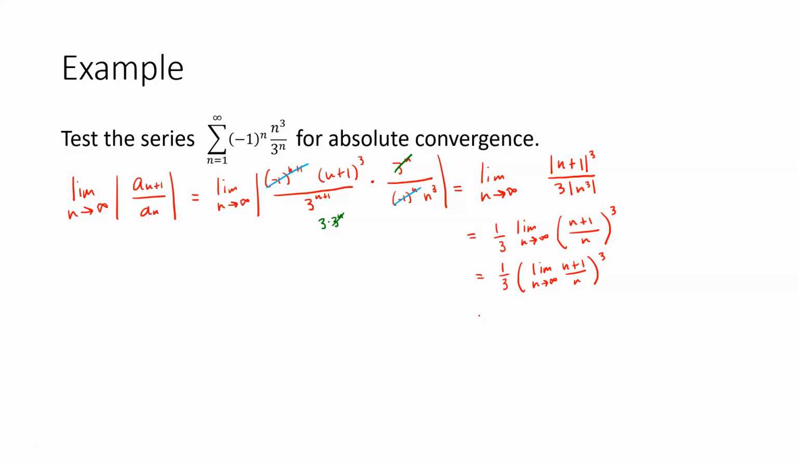And now the nice thing is that this limit here is equal to, well, you can simplify (n+1) over n will just be 1 plus 1 over n. And this will go to 1 plus 0, so it'll be 1. 1 to the power of 3 is just 1, so this is equal to 1/3. And it came out, in this case, to be a value that's less than 1. So remember, that implies that it's absolutely convergent by the ratio test.